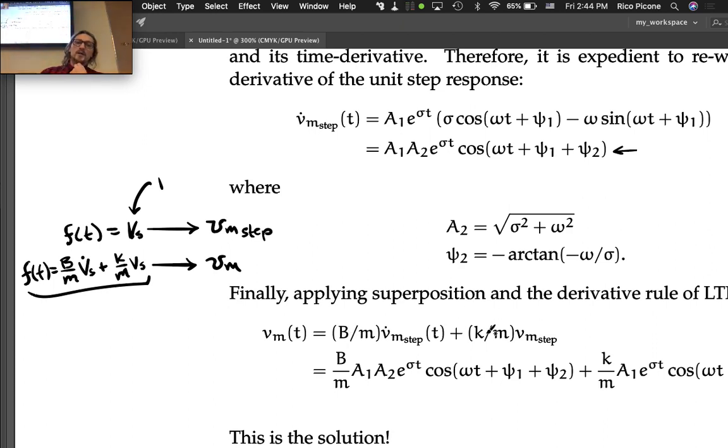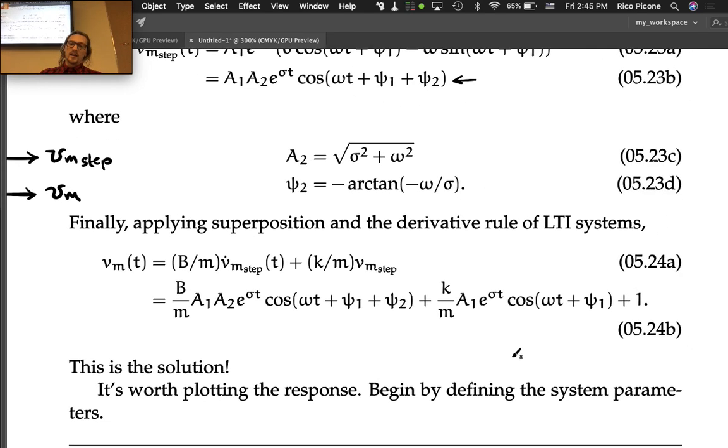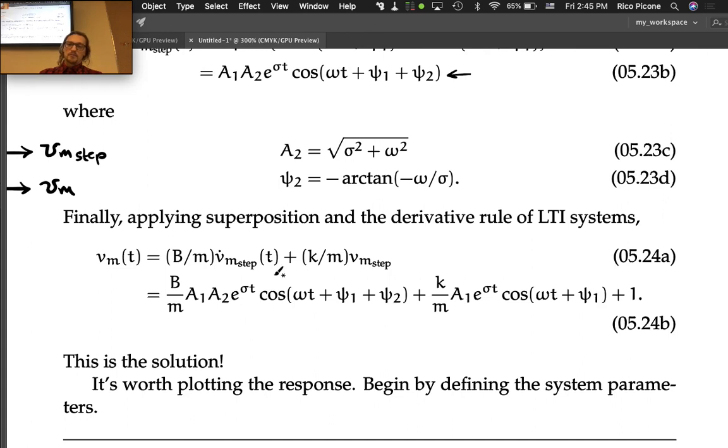And then with the second term, you only need superposition. When I put in Vs equals 1 into the system, I got out VM step. But now I'm putting in k over m times 1, and I should get k over m times VM step out. So that was just superposition. We didn't need the derivative property there. The superposition just tells us if you scale the input by k over m, scale the output by k over m. And that's what we did. So then I just plug it in, and I get this expression here.